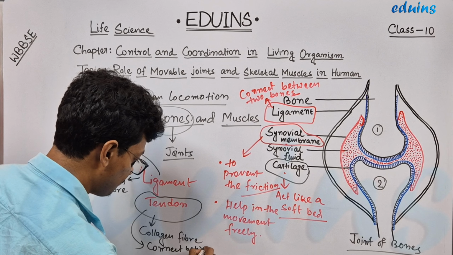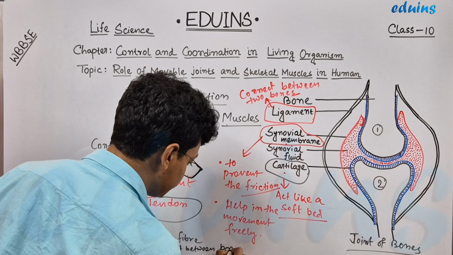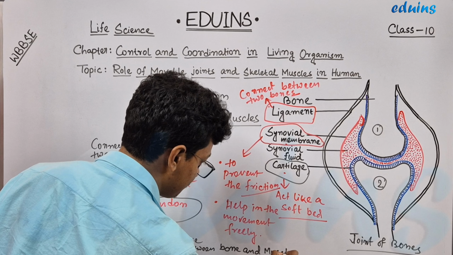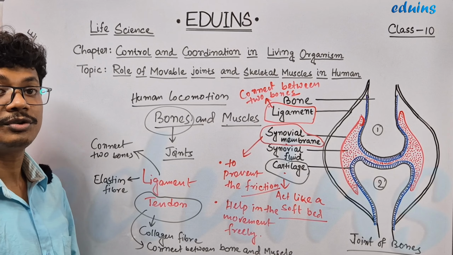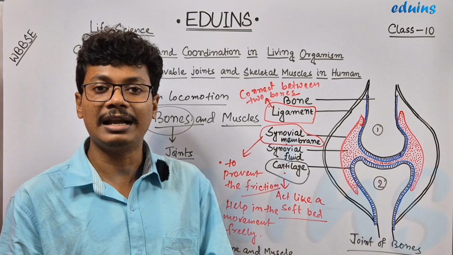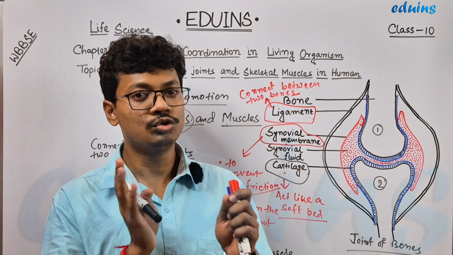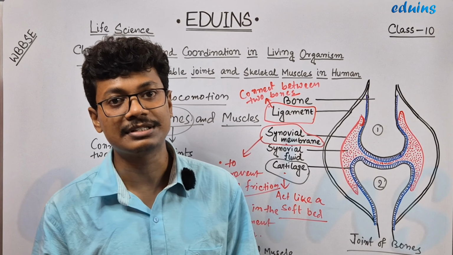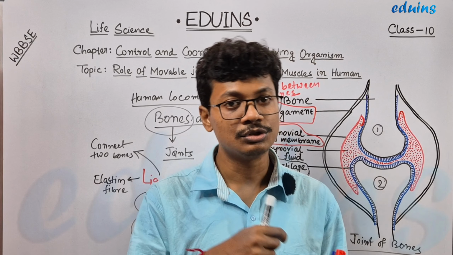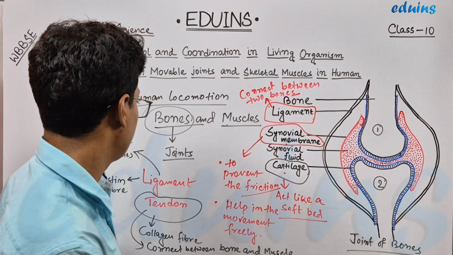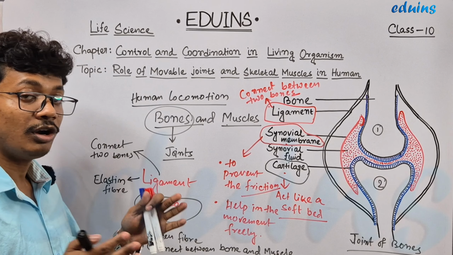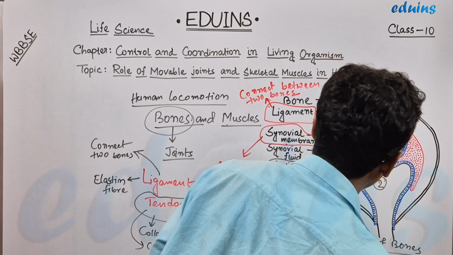And the function of the tendon is to connect between bone and muscle. So what is the primary difference between ligament and tendon? Ligaments connect the bones, two bones are connected by ligaments, but the tendon actually connects the muscles to bone. So this is about the joints of the human body, or joints between two bones.